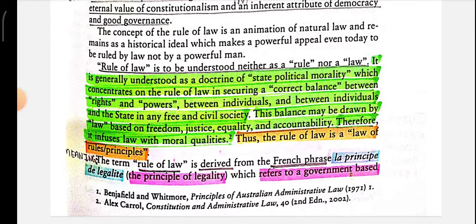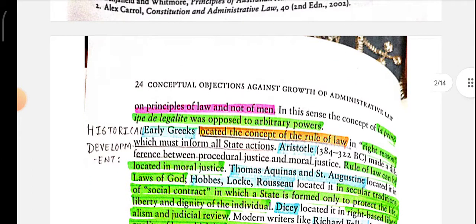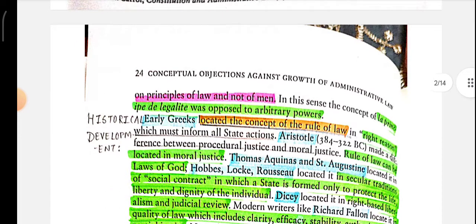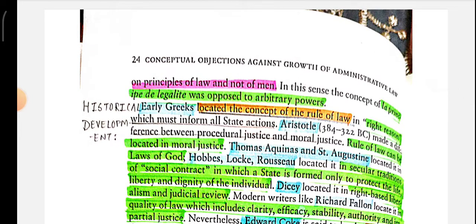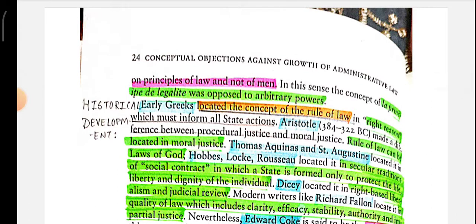What is the meaning of rule of law? The term rule of law is derived from the French phrase la principe de légalité, meaning the principle of legality, which refers to a government based on principles of law and not of man. In this sense, the concept of la principe de légalité was opposed to arbitrary power. Arbitrary power means that which is not based on rules, so it opposes arbitrary power.